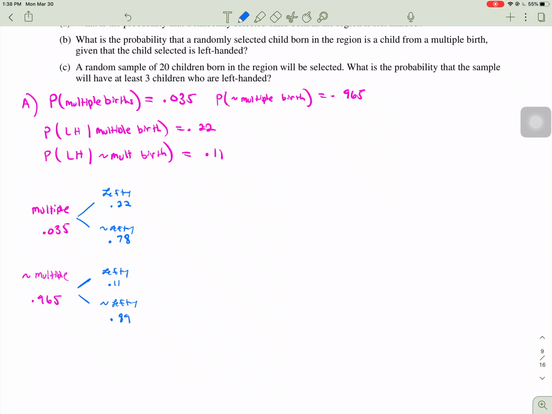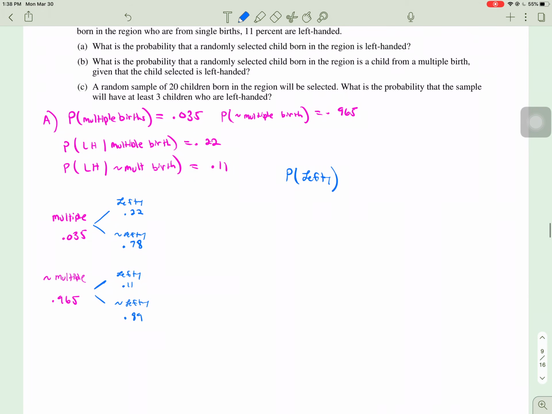Now, do we need all of these different branches? No, we don't. We just want to know, for part A, what is the probability of being lefty? Any kid in this region is lefty. Well, that's going to be the probability that you are from a multiple birth and lefty, plus from a single birth, or not multiple, and lefty.